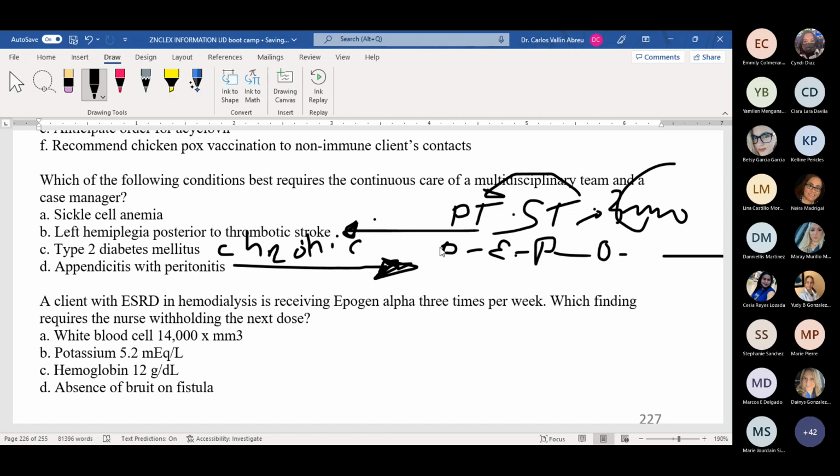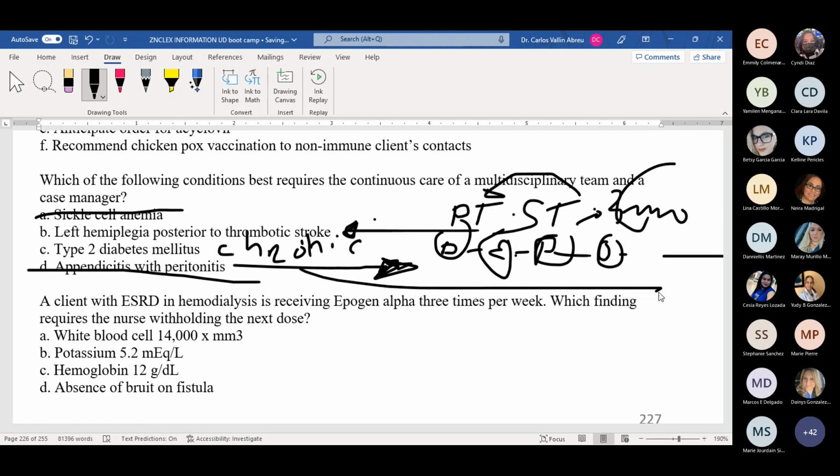Obviously, appendicitis and peritonitis: surgeon, nothing else, and go home. Sickle cell anemia: the hematologist, and it is a chronic condition, but it's only one member that needs to deal with this client, the hematologist. From time to time they need to consult with other people, maybe the geneticist to advise the parents. But definitively the one that is going to require a lot of specialists, a lot of people dealing with the client, for life, with a lot of money consumed, because this is going to be very expensive, is the diabetic client.